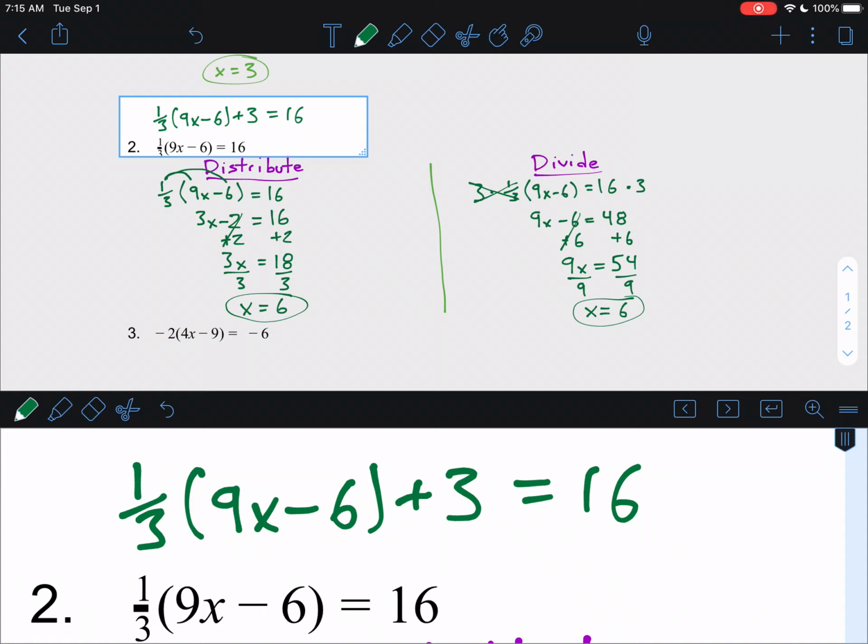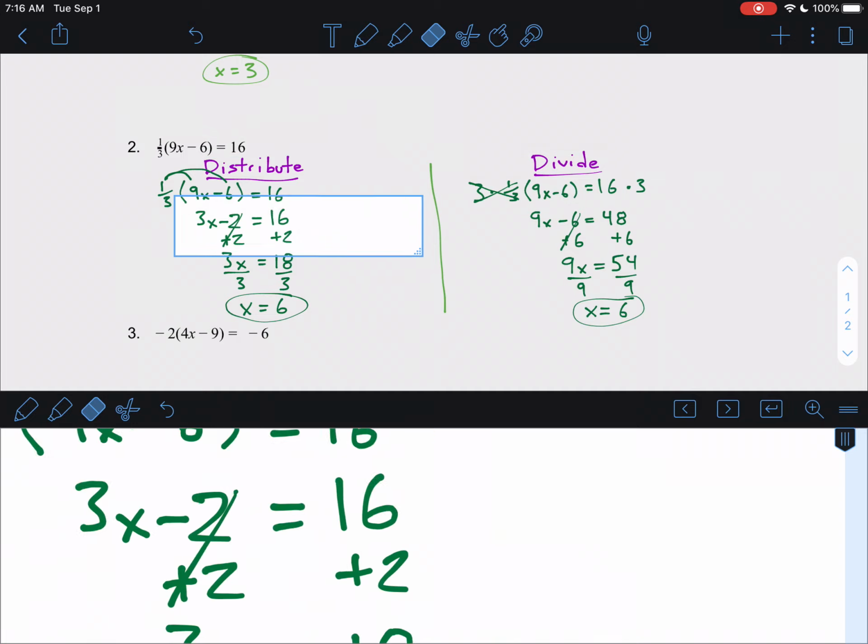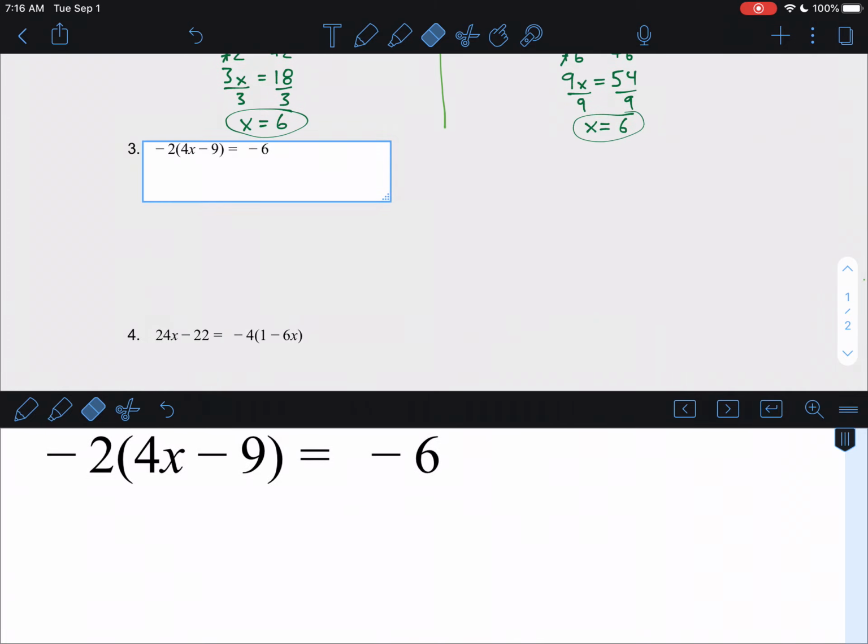So you have to get the stuff that's furthest away from the x. So the stuff that's furthest away from the x, which in this case would be that 3, you have to get rid of that first before doing anything with it. Okay. So yeah, let's erase all that. And now we have this other one, this -2 times 4x minus 9 equals -6.